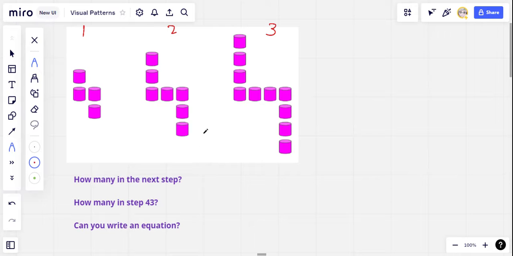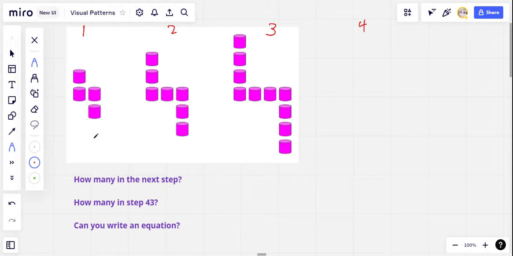And the challenge is to figure out how this pattern is changing so that you can know how many of these little pink cylinders are going to be in step number 4. And more difficult, how many in step 43? And if you can, to write an equation that could be used to model how many pink cylinders in any step at all. So that's the challenge. If you'd like to accept it, pause the video and give it a shot.